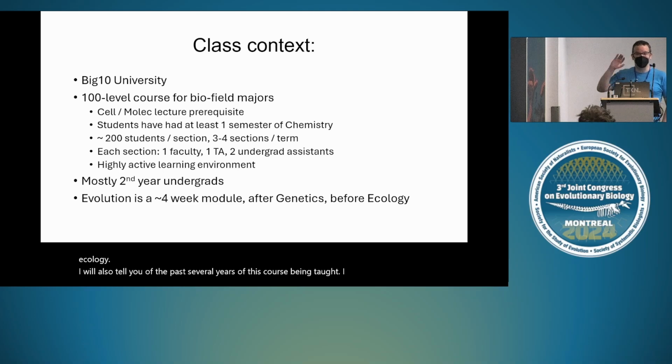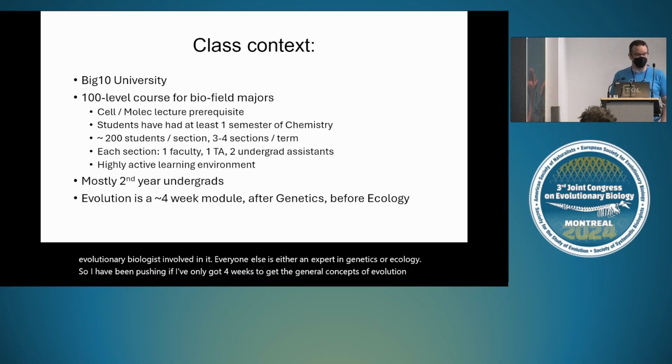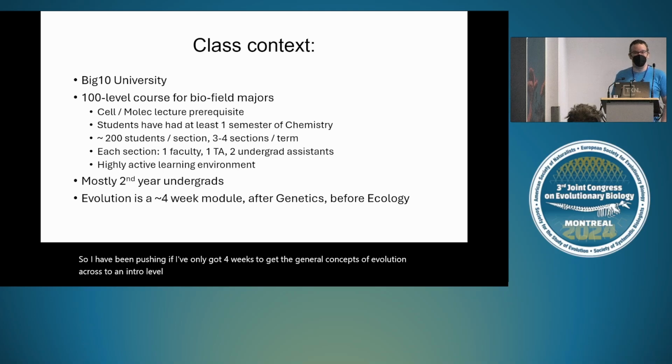I will also tell you, of the past several years of this course being taught, I am the sole evolutionary biologist involved in it. Everyone else is either an expert in genetics or ecology. So I have been pushing, if I've only got 4 weeks, to get the general concepts of evolution across to an intro level class. I want them to be able to read and interpret a phylogenetic tree as one of my primary learning objectives.